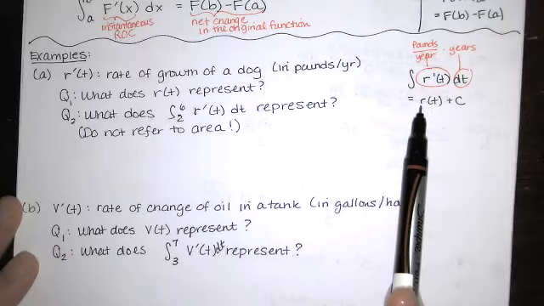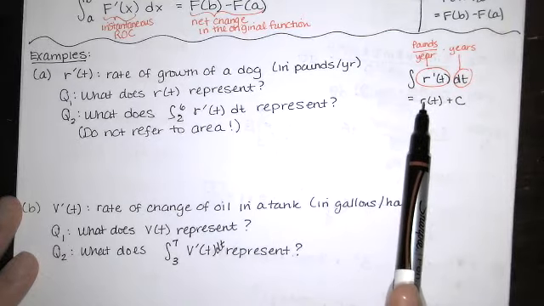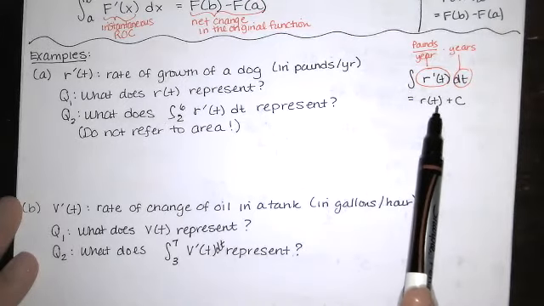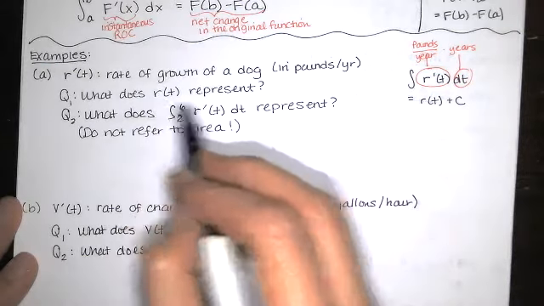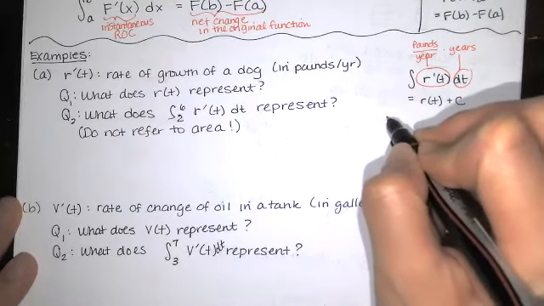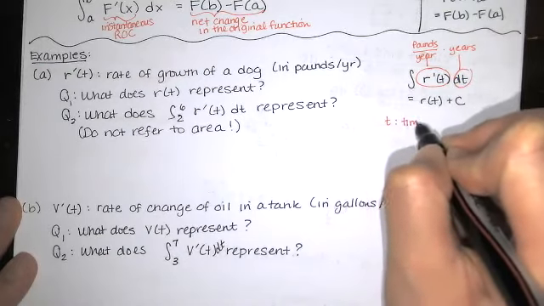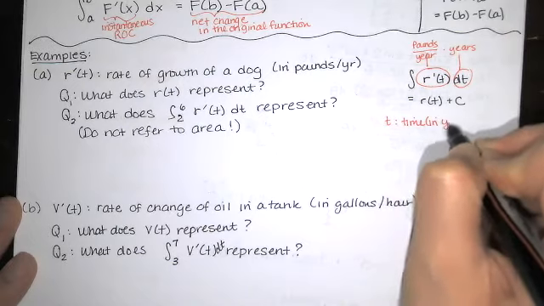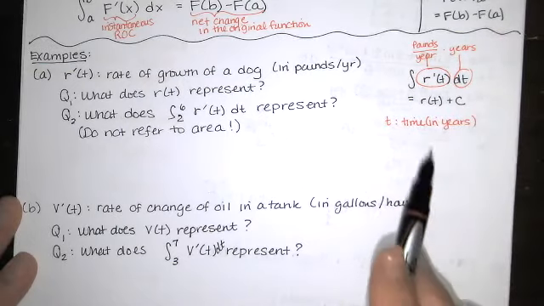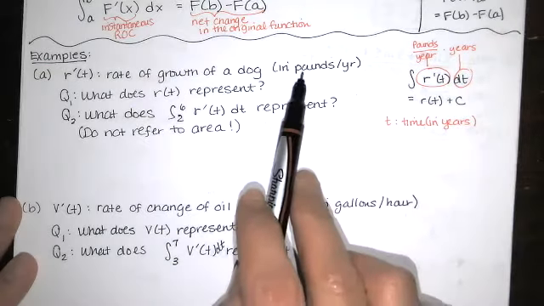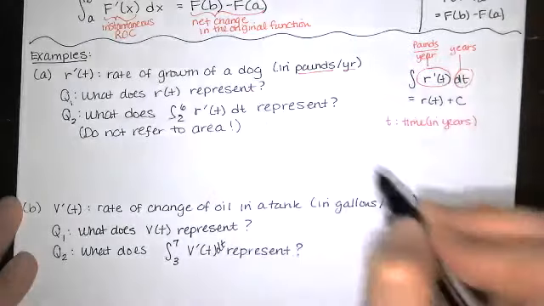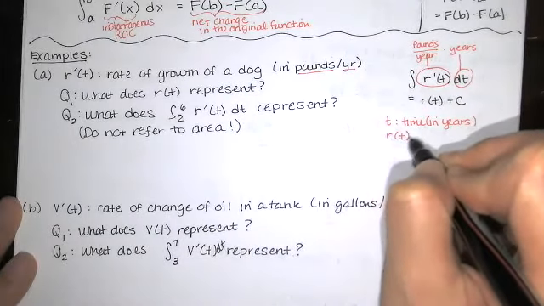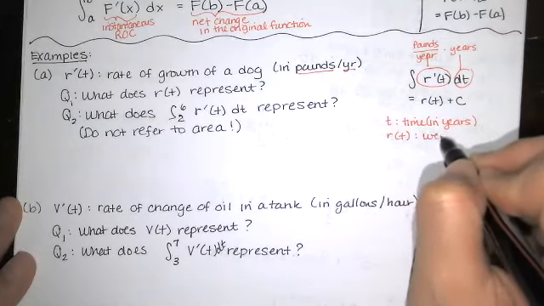This looks like it's going to represent the weight of a dog at a certain time, or the weight of a dog at a certain year. So t must be time in years, and r of t must be the weight. So that's what that would represent. And the reason I'm saying that time is in years is because we've got these units, pounds per year. R of t must be the weight of the dog in pounds.